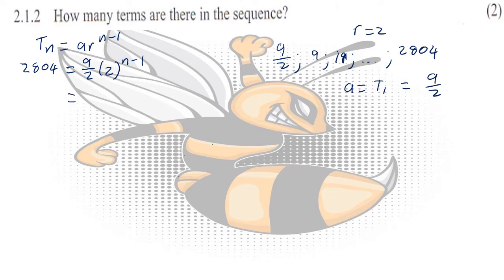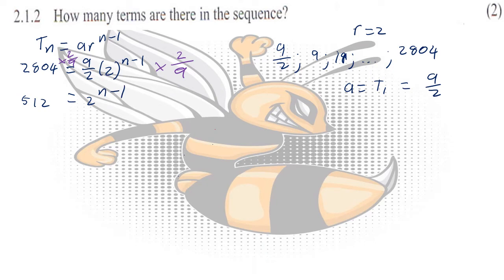Now we need to start to solve this. Remember, in this case we have an unknown in the exponent, so we want to try and get this 2 to the power of n minus 1 separated from everything else and get everything else to the other side of the equation. So we are going to start by getting rid of the 9 over 2, and we do that by multiplying with 2 over 9 on both sides. And then we're left with 512 equals to 2 to the power of n minus 1.